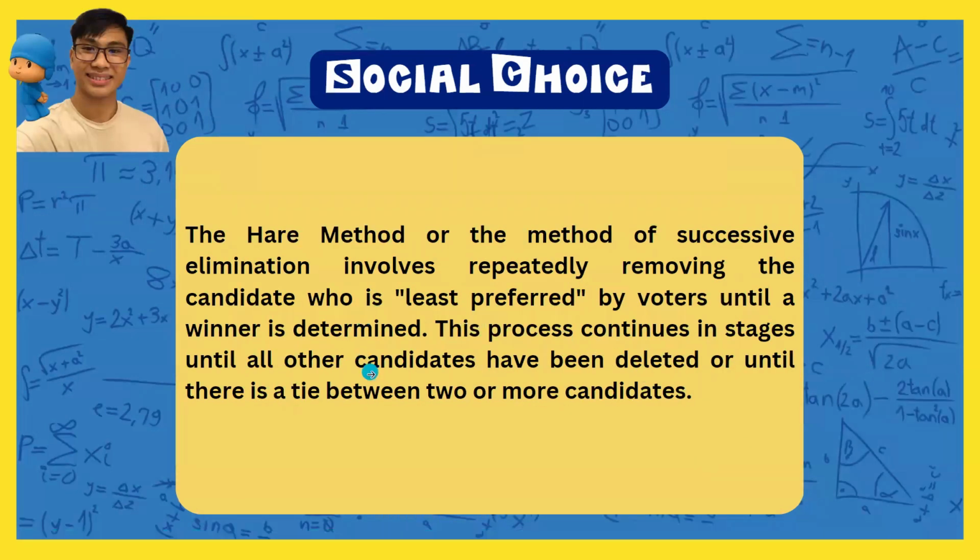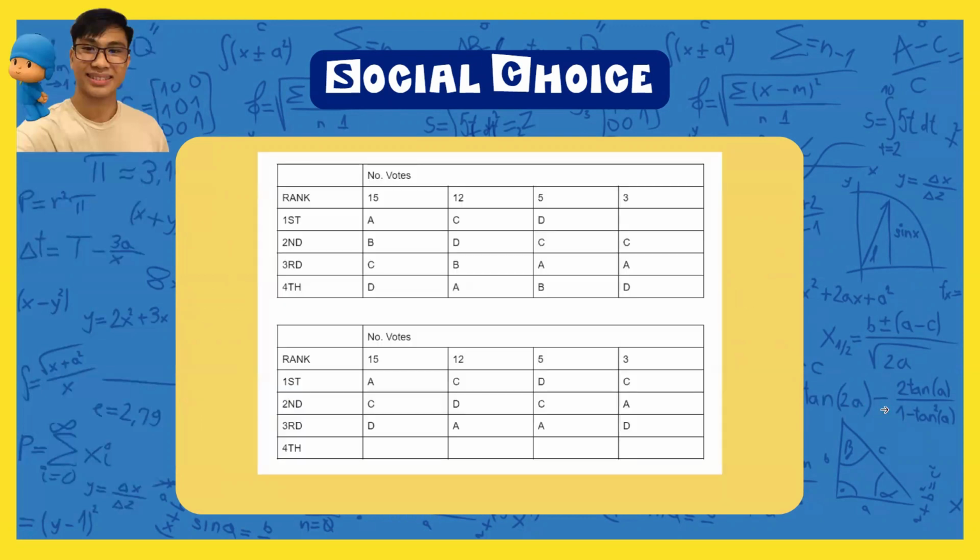So next one is the Hare method or the method of successive elimination, which involves repeatedly removing the candidate who is least preferred by voters until a winner is determined. This process continues in stages until all other candidates have been deleted or until there is a tie between two or more candidates. So sa first stage, ang pinaka least na may first place votes is si B. So makita natin tatlong votes lang meron siya. So aalisin natin si B, aalisin natin lahat ng letter B. So makikita natin dito, magiging bakante to. So ibig sabihin, mag-shift up yung lahat ng mga nasa baba.